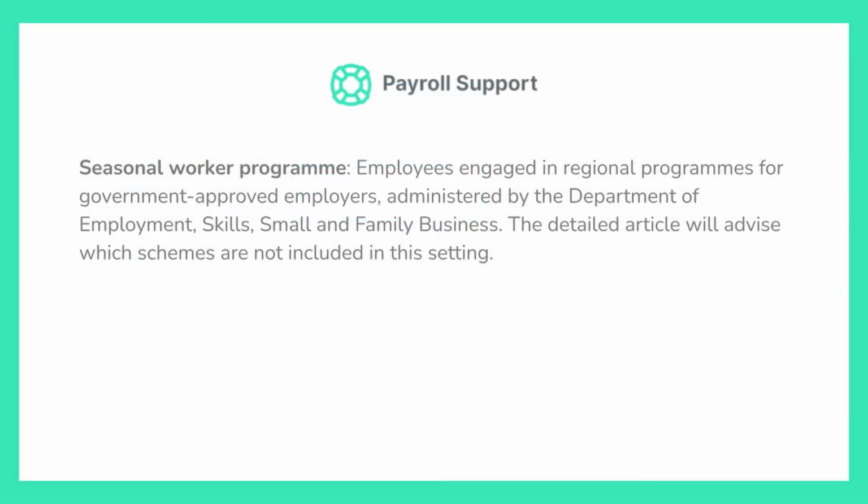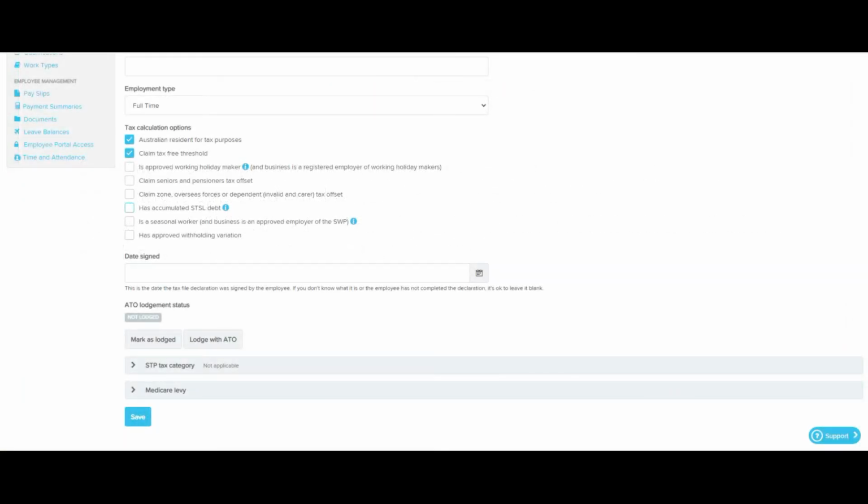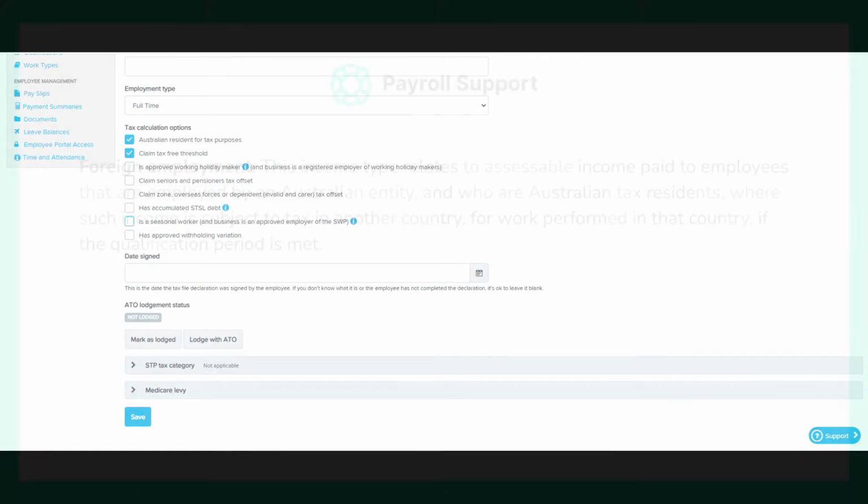Seasonal Worker Program. Employees engaged in regional programs for government-approved employers, administered by the Department of Employment, Skills, Small and Family Business. The detailed article will advise which schemes are not included in this setting. An employee is identified as a seasonal worker when the "is a seasonal worker" checkbox is selected from the tax calculation options in the tax file declaration screen. The business will also need to be an approved employer of the seasonal worker program.